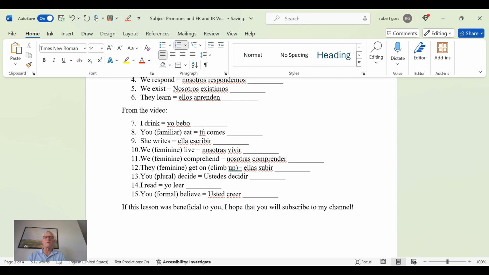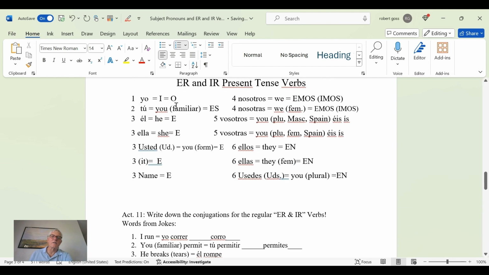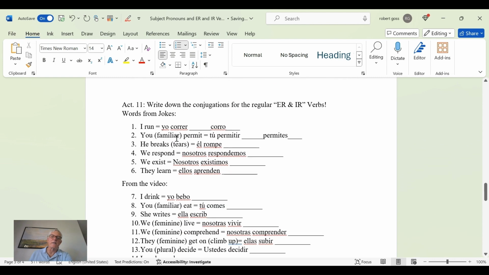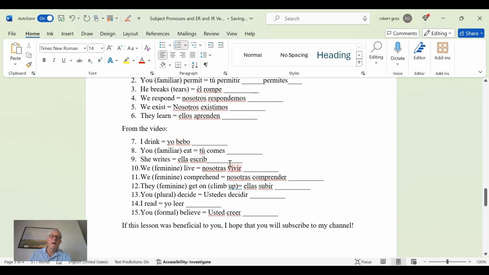Tú comes. She writes. So she is ella, and so we have escribir. It's an IR verb. We're going to get rid of the IR, and let's look up real quick if it says she, and it's an IR verb. Well, it doesn't matter whether it's ER or IR. Both of them are going to have the same ending, which is an E. So let's go back down, and let's put the E for ella escribe.